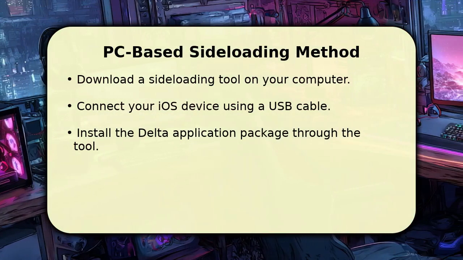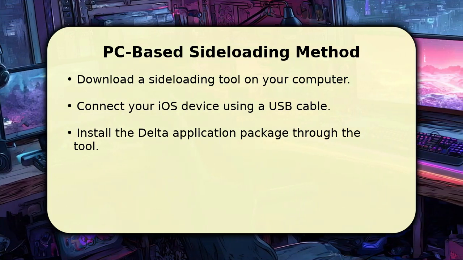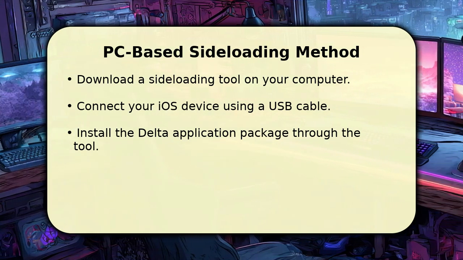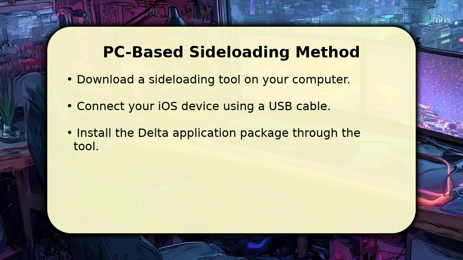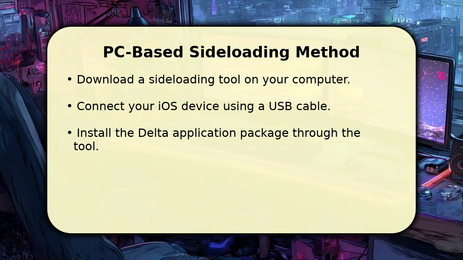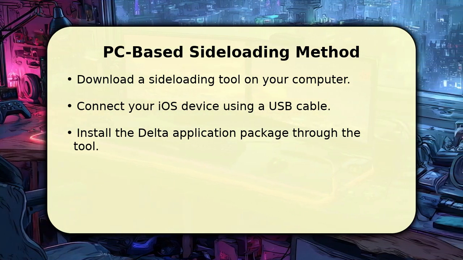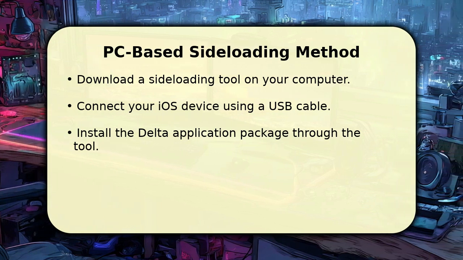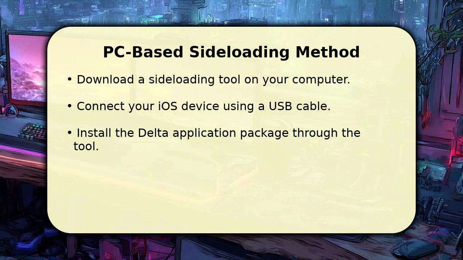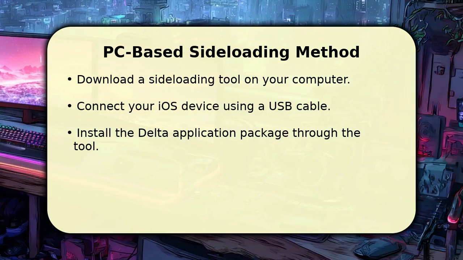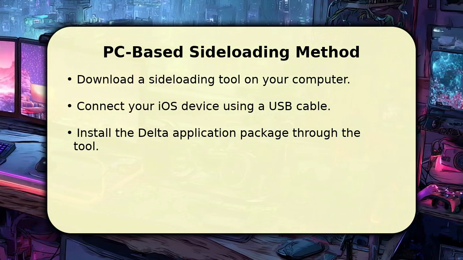One highly reliable way to install Delta involves using a computer-based sideloading application. Begin by downloading a trusted sideloading tool onto your PC or Mac, which you can easily find with a quick search. Next, connect your iOS device to your computer using a certified USB cable, ensuring a stable link between them. Then, simply drag and drop the Delta application file into the sideloading tool, signing in with your Apple ID when prompted to initiate the installation onto your device. This method generally provides a very stable installation.